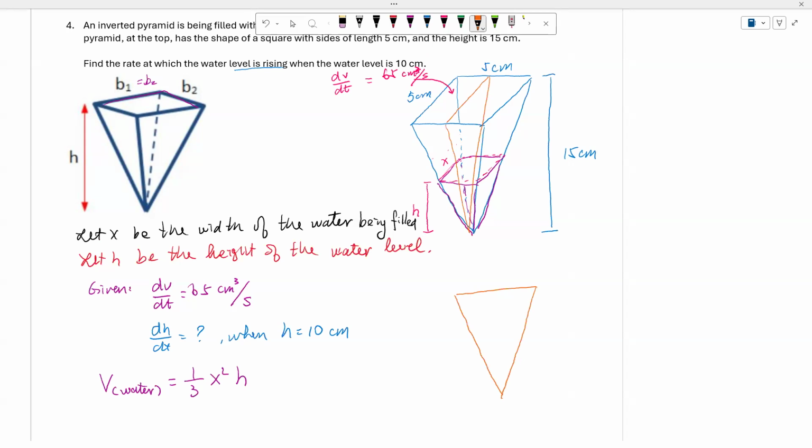Let's see what information I know about this triangle. First, I know that this width right here is 5 cm, and the height of this is 15 cm. This is given. And now what I want to add is the width of the water, which is x, and this is the water level, which is h.